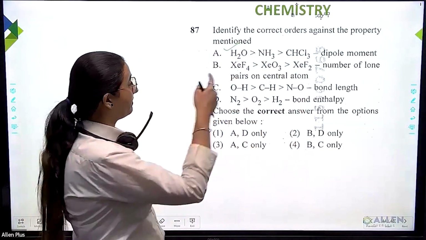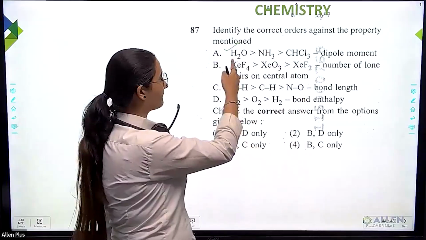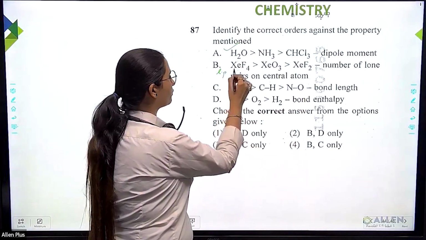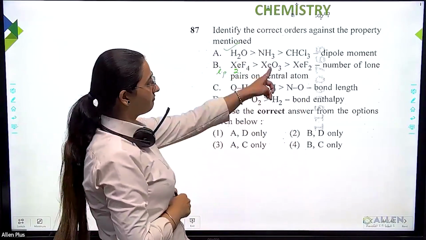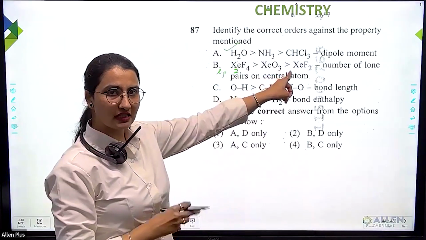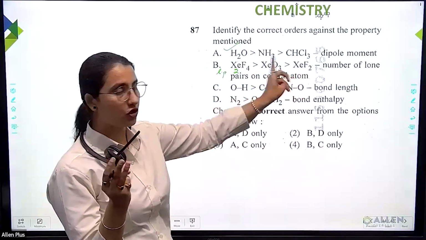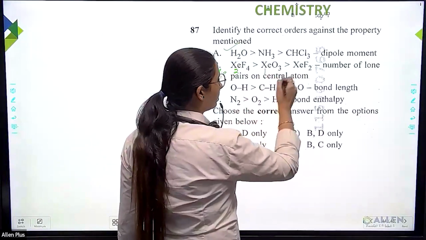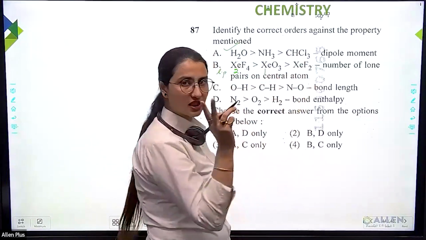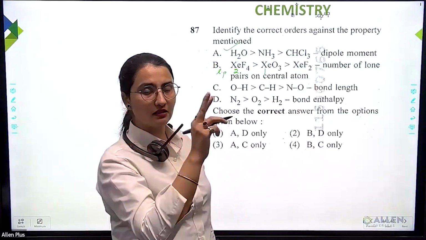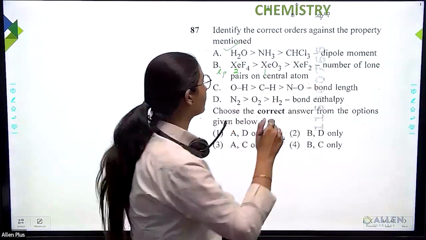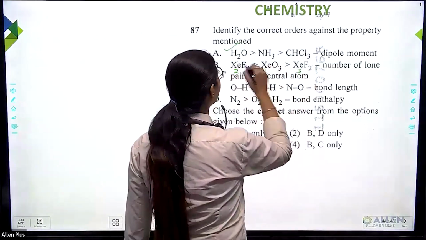Next is the number of lone pairs. 4 bonds made, 5, 6, 7, 8. It will have how many lone pairs, students? 2. Here, 6 electrons used in making 6 bonds with 3 O. So how many lone pairs? 1. Here, how many lone pairs? 2 sigma bonds done, right? Then 2, 3, 4, 5, 6, 7, 8. It has 3 lone pairs. Is this order apt? No.